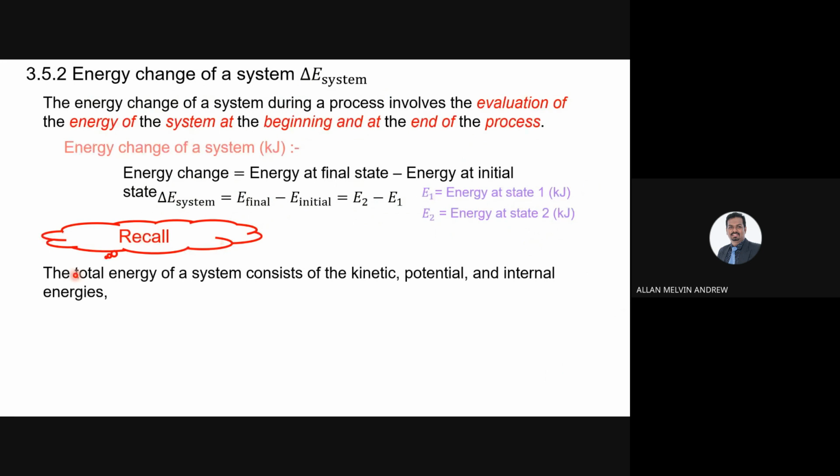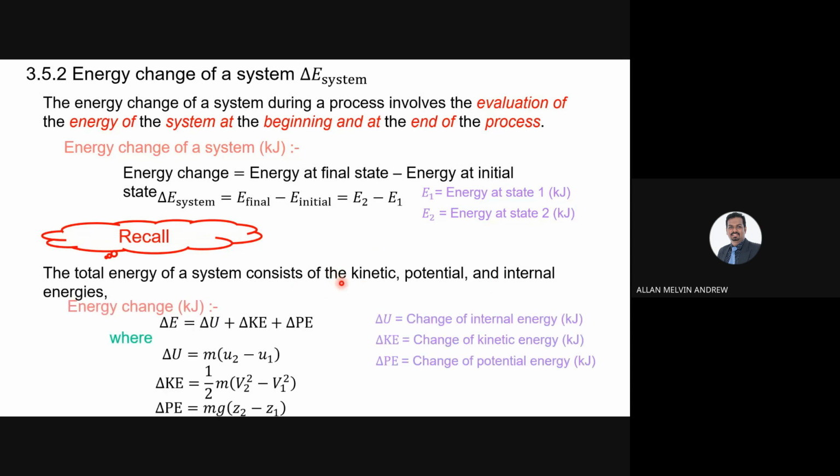If you recall, the total energy of the system consists of kinetic, potential, and internal energy. This is from part 1. So the total energy in a system has a kinetic energy component, a potential energy component, and also internal energy: KE plus PE plus U. If you still remember. If not, you refer back to the lecture notes.